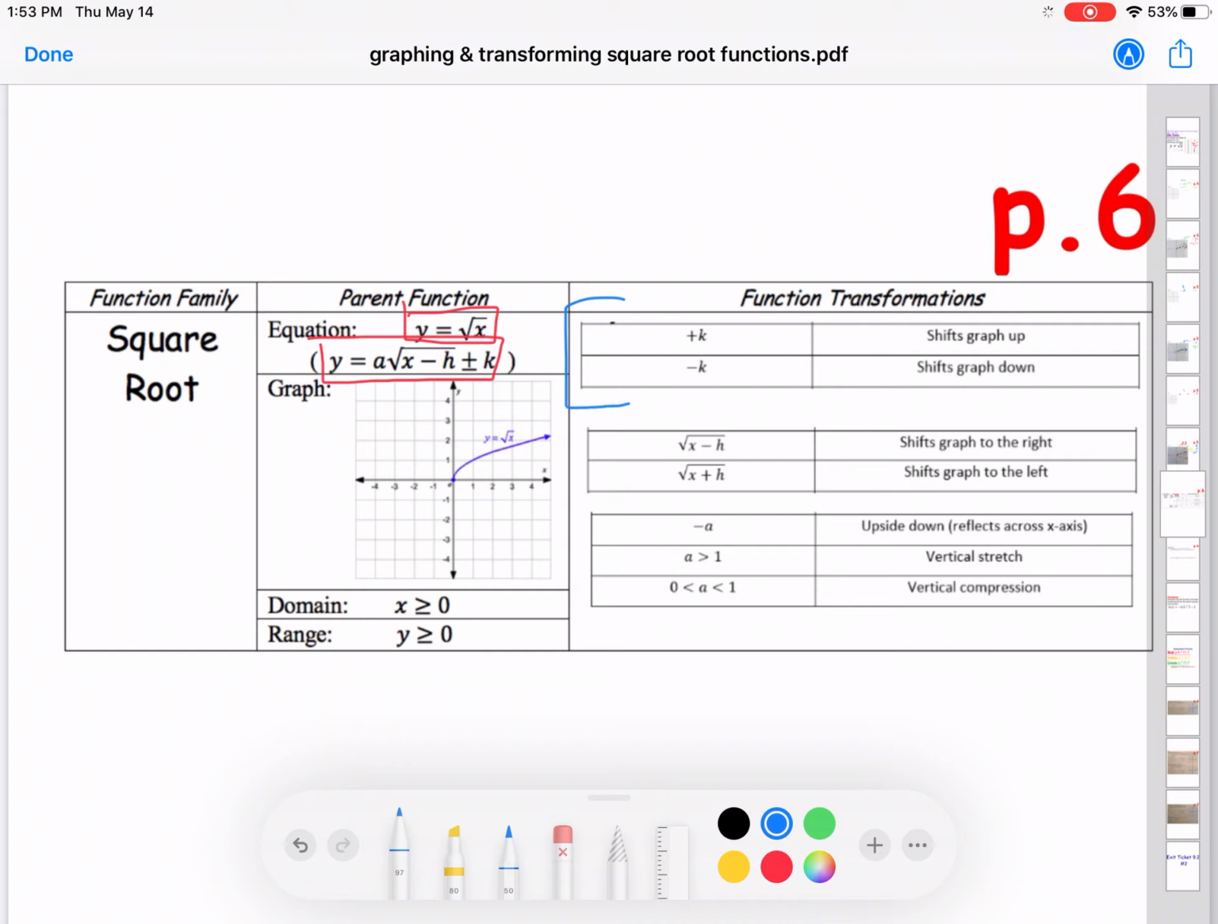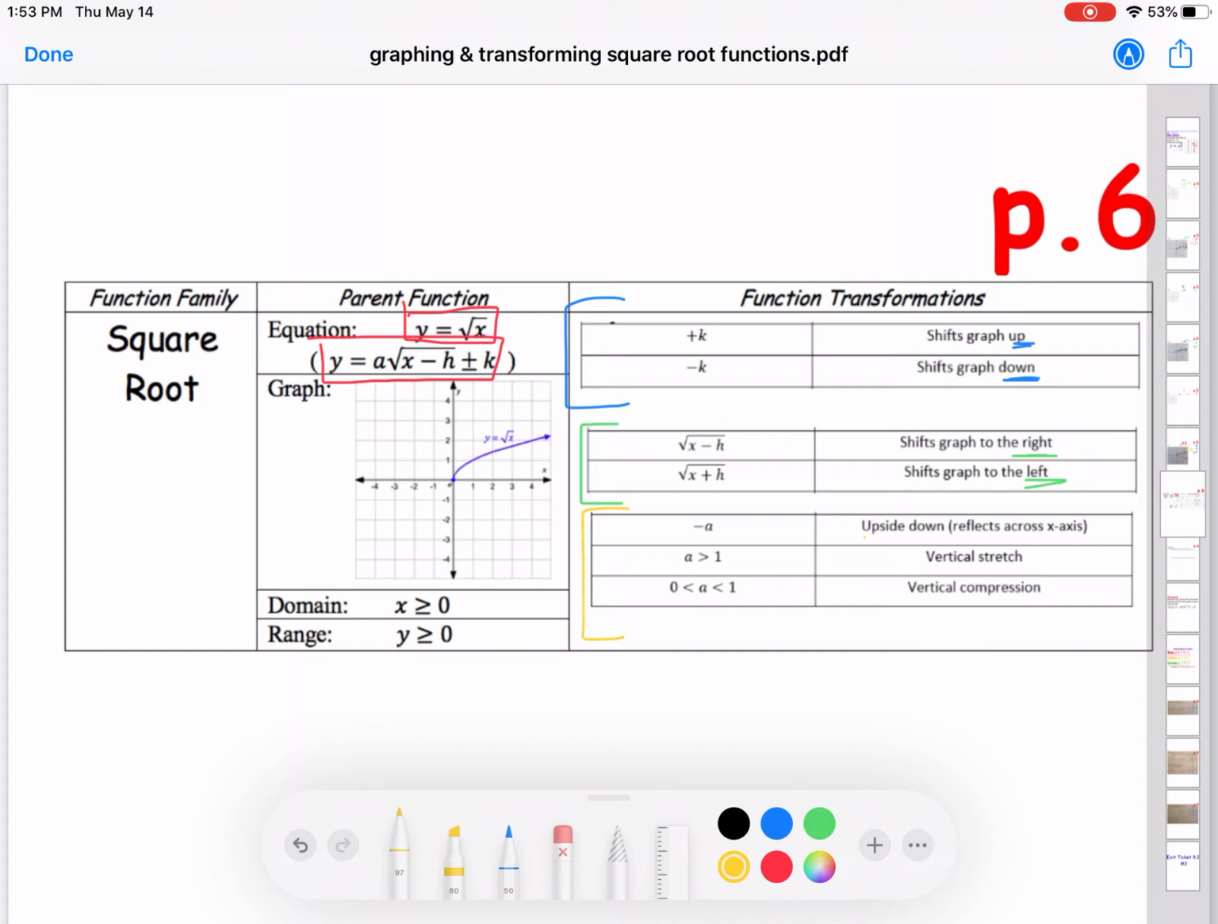Our k value on the end, if it's positive, shifts our graph up. Negative shifts the graph down. Our h value, our number inside of the square root symbol, if it's negative, shifts the graph to the right. Positive shifts the graph to the left. And our a value can do one of 3 things.